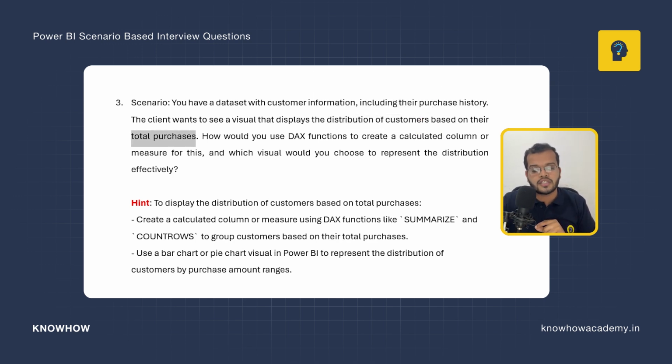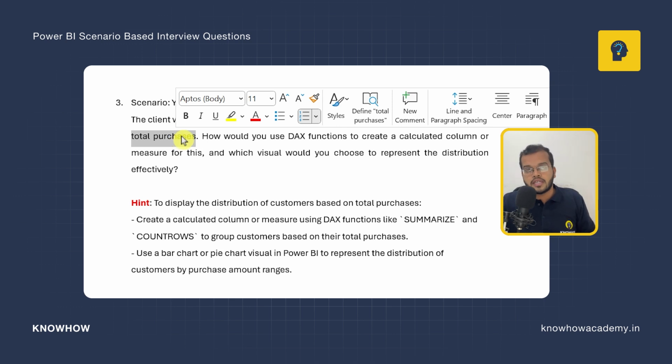Based upon the purchases. For example, Asif Hussain is a customer. What all products Asif Hussain has purchased, how many products he has purchased, what is the quantity of the products, all these are the purchase history.